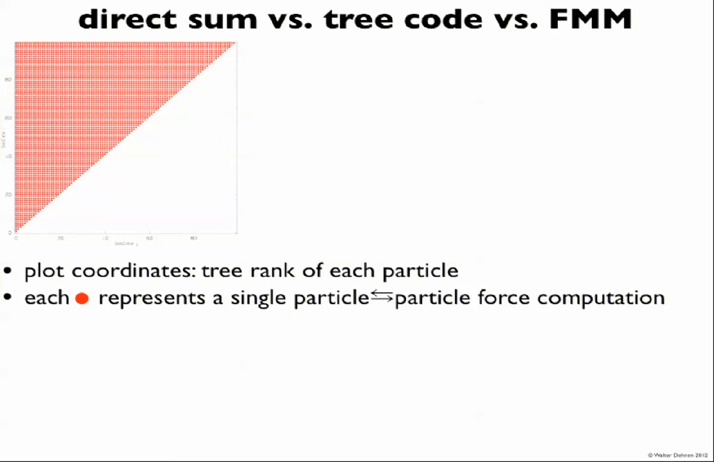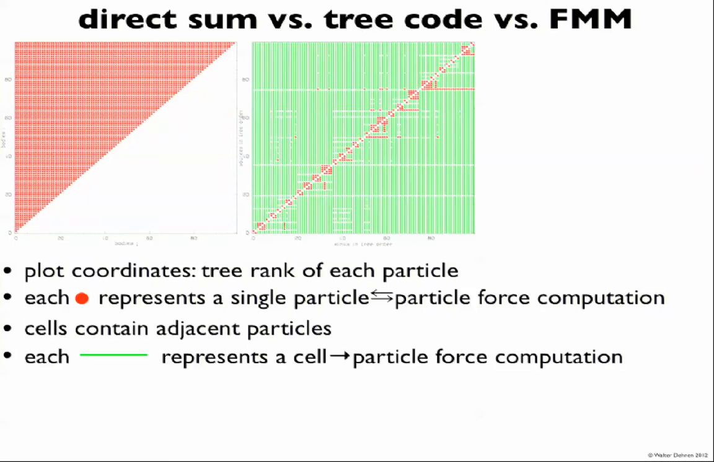So how does the tree code look in this? The tree code looks like this, where now there's a difference between sources of gravity and sinks. In direct summation, each particle is both source and sink at the same time, whereas in the tree code that is not true. And there's a clear asymmetry here.